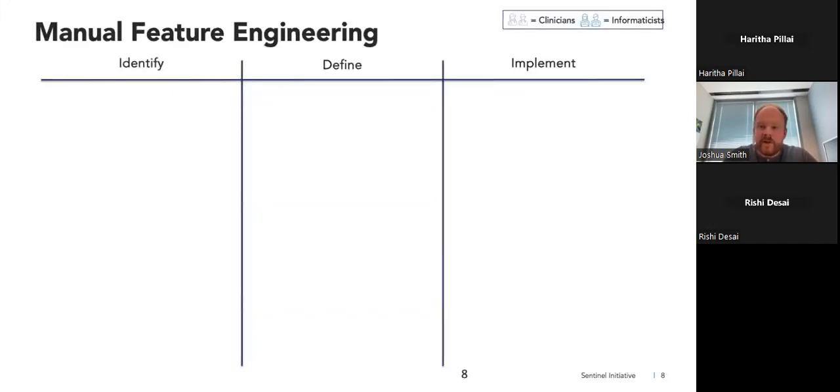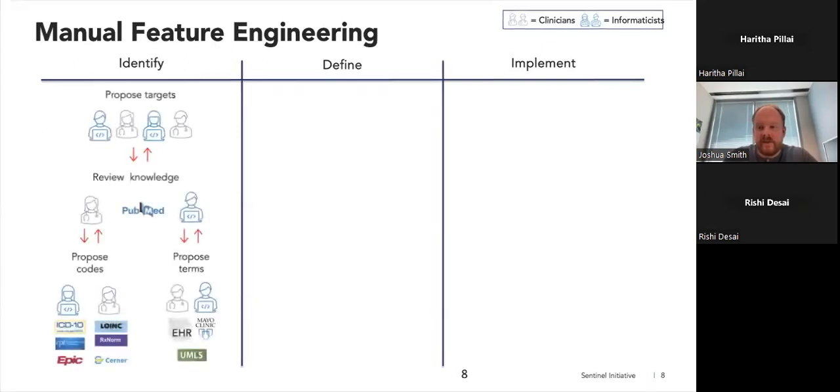Features, variables, and covariates are all ways of saying the same thing. These are the inputs to an algorithm or model that we use to get a desired output. The process of manually selecting and engineering these features is, like I said, both expert intensive and time consuming. First, we must identify potential features using teams of clinicians and informaticians. The knowledge must be reviewed and different structured codes or terms proposed.